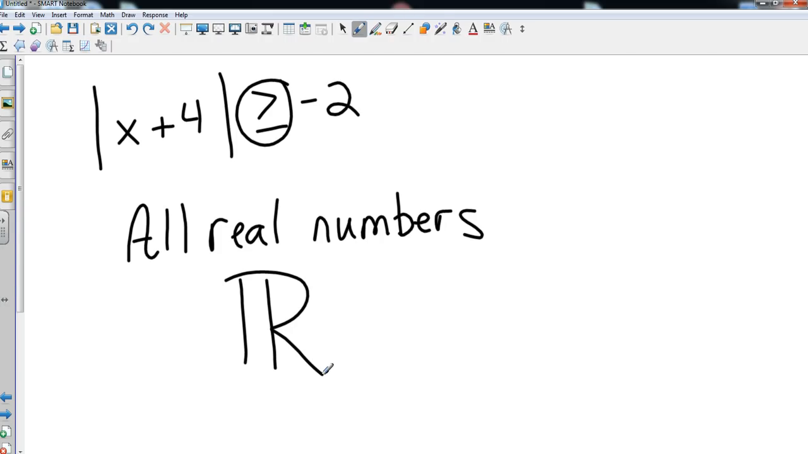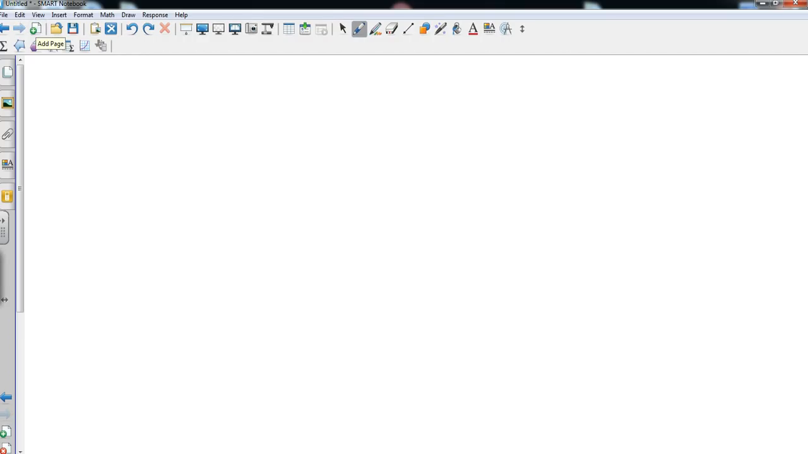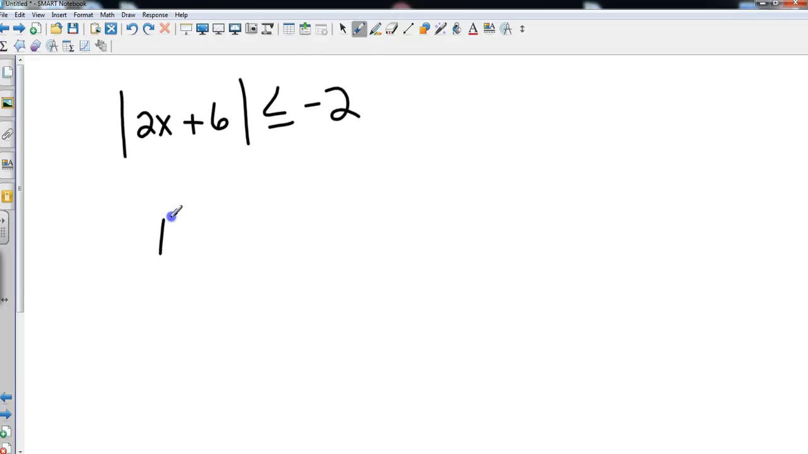And so now I look on the other hand, and let's say I had 2x plus 6 is less than or equal to -2. Could have just been less than. I just threw the equal to on there anyways. So what's less than -2? Well, -3, -4, -5, and so on and so on. And if every absolute value is positive, then none of them will ever be less than -2. So in this case, this would be a no solution.